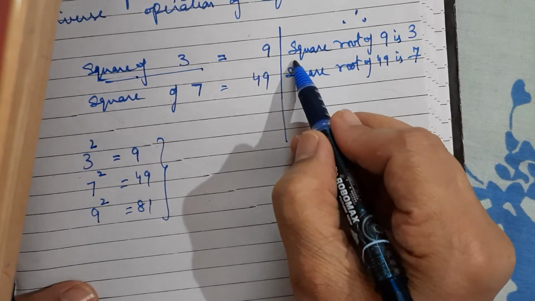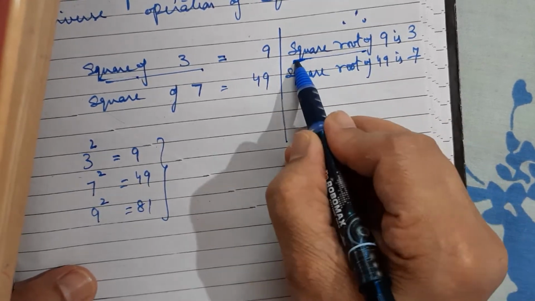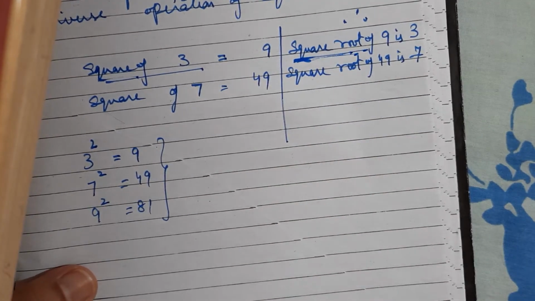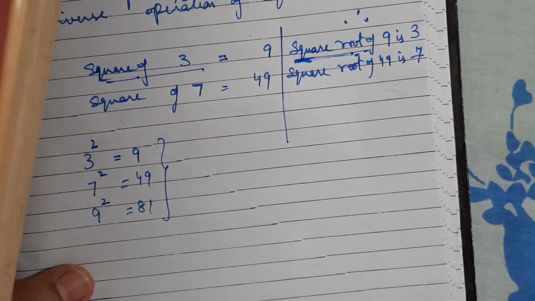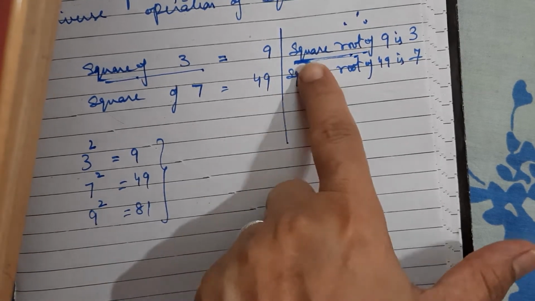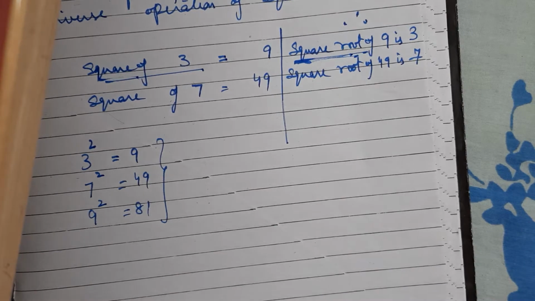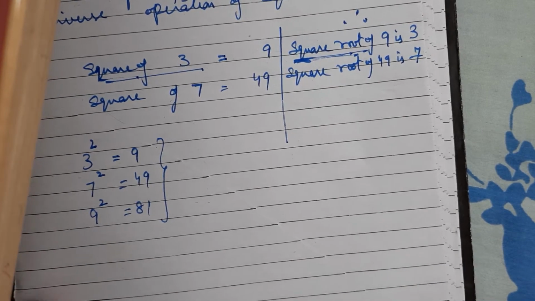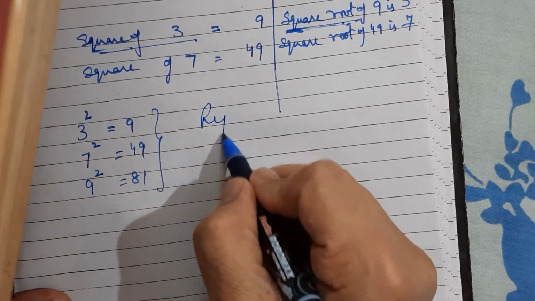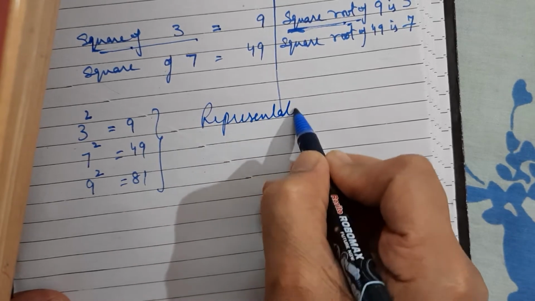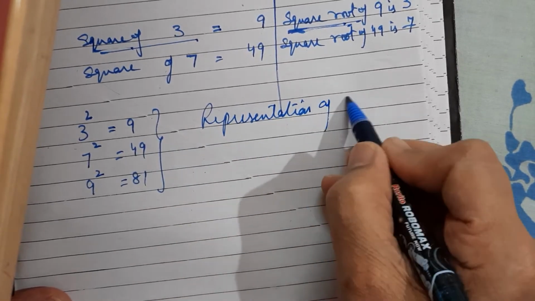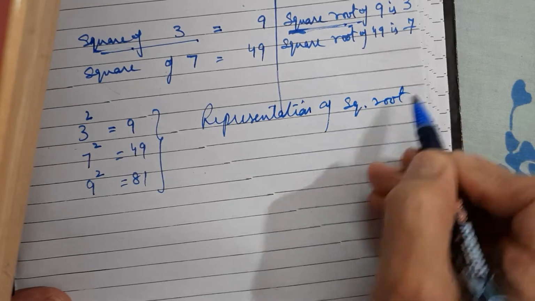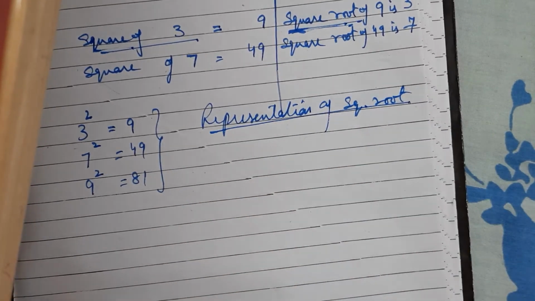Now you can ask a question: do we have any way to represent square root? How can we represent square root? Every time we have to write in words square root? No, we cannot write every time. So how to represent? Representation of square root. How to represent a square root?